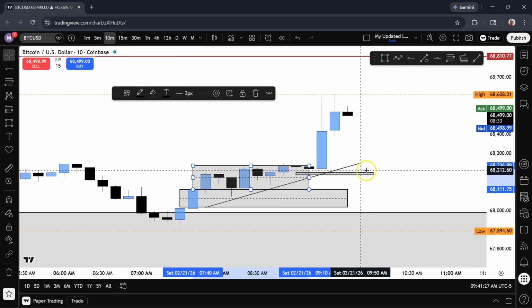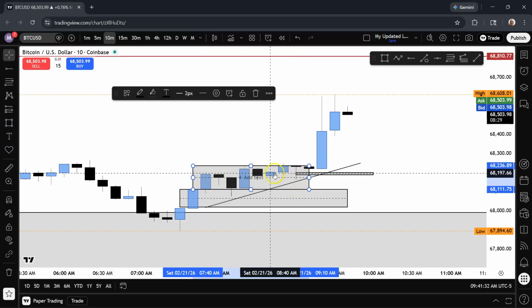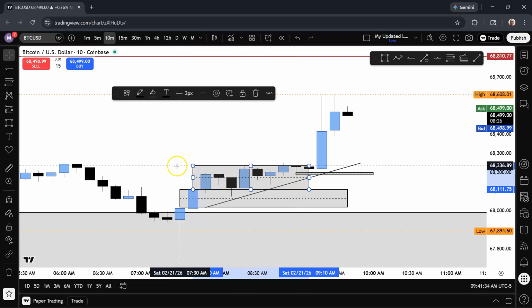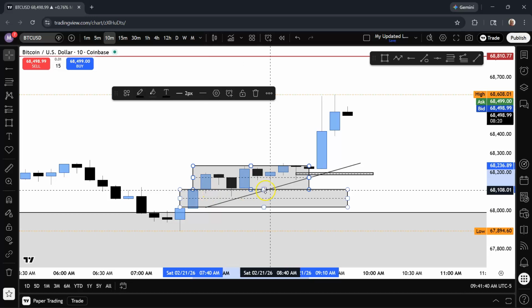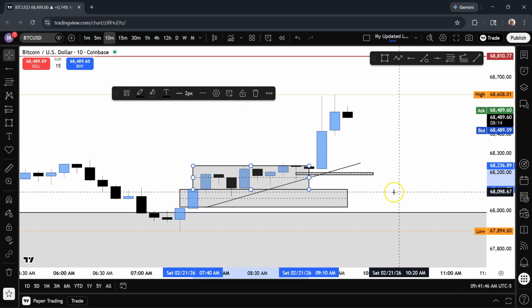Set your alerts. I showed you how to do that in the last video. Set your alerts to say, hey, if the market breaks out of this box going up, alert me. If the market breaks out below the box, alert me. And then you can just go back onto the charts to see exactly what's going on.